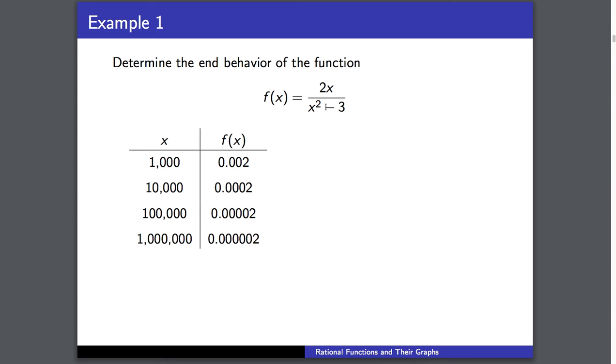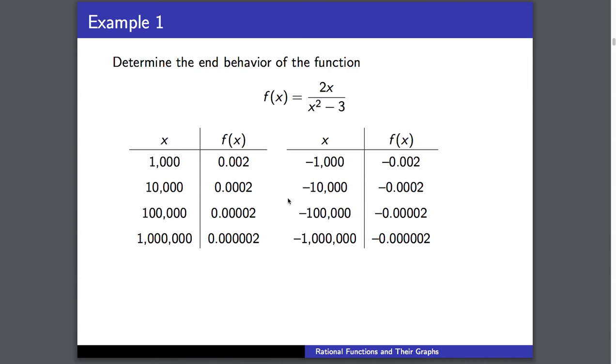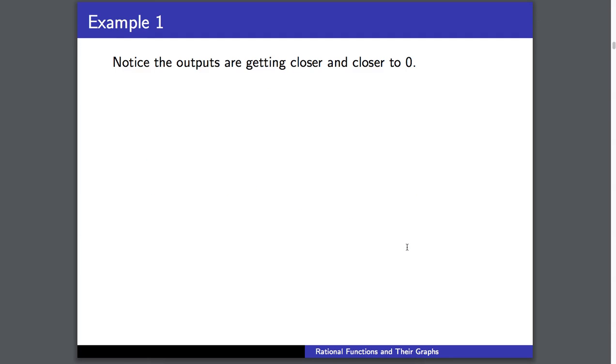That's because the x squared in the denominator has way more of an impact than the 2 times x in the numerator, especially for very large values. For x equals 1,000,000, our denominator is 1,000,000 squared minus 3, which is a very, very large number. Heading in the negative direction, as x approaches negative 1,000,000, our outputs are also getting close to 0, coming in from the left-hand side on the x-axis. Again, our outputs are getting closer and closer to 0.